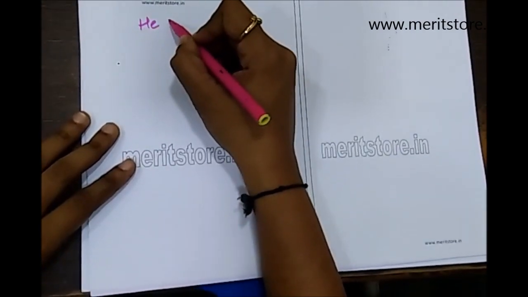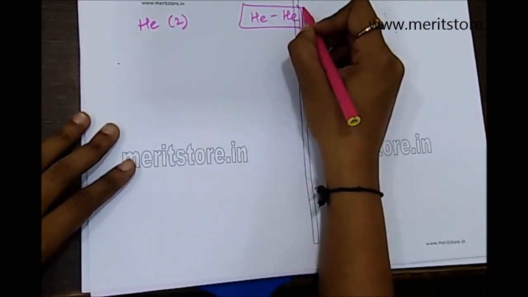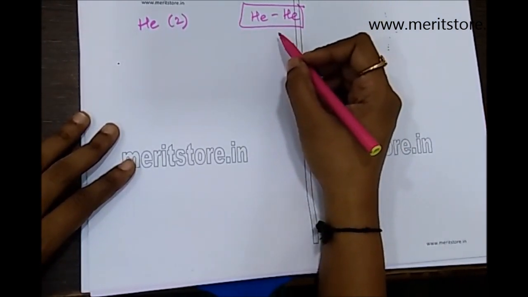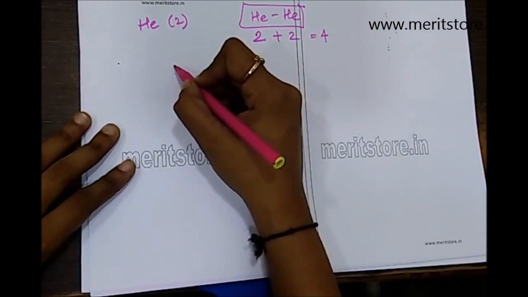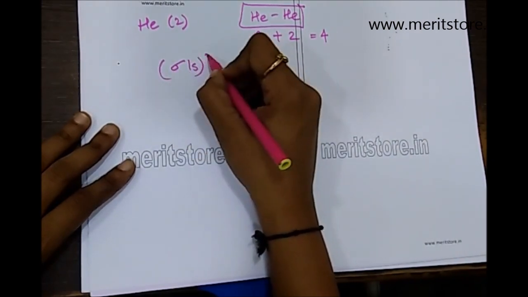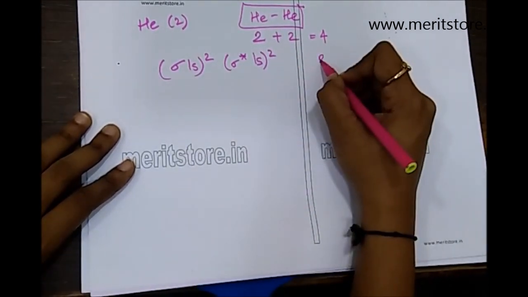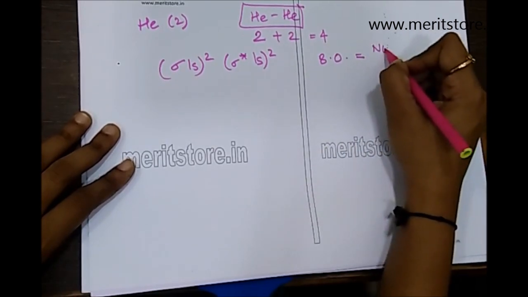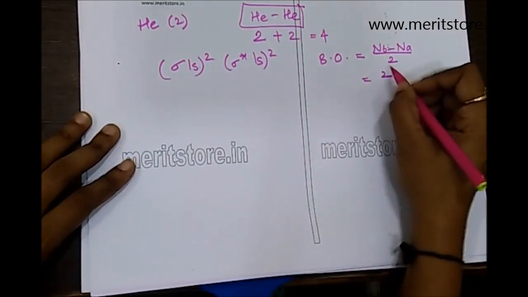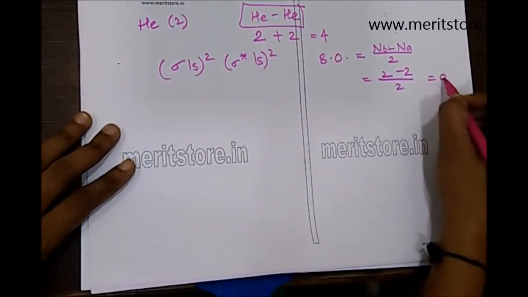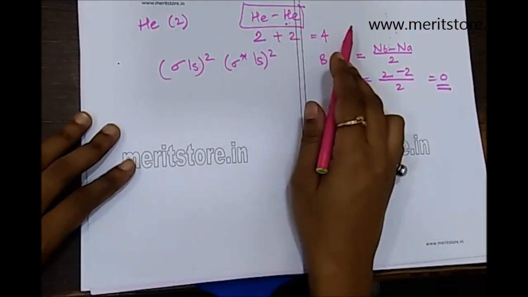Let us talk about helium with atomic number 2. If a helium forms a bond with another helium, let us confirm it. What bond order will be there between the two atoms? Atomic number 2 plus 2, so there are 4 electrons to be distributed. We can write the configuration sigma 1s2 and sigma star 1s2. Bond order equals the number of bonding electrons minus the number of antibonding electrons, divided by 2. Bonding electrons are 2 and antibonding are 2, so the bond order is 0. That indicates 2 helium atoms cannot form a bond with each other.